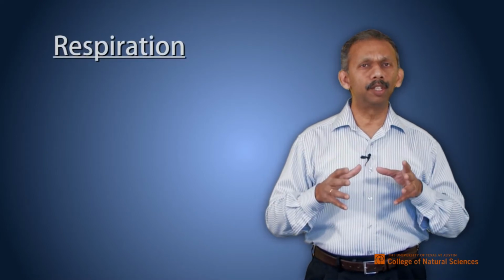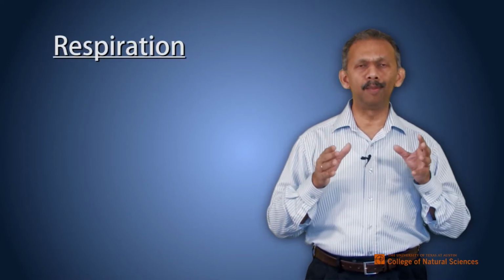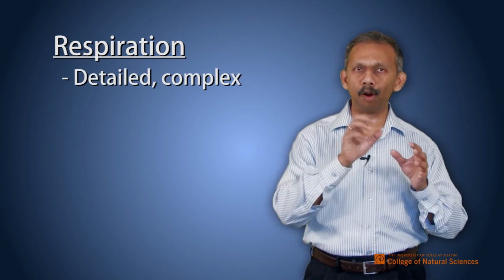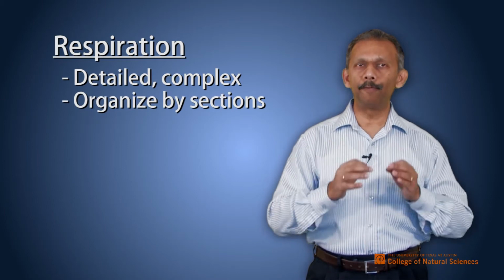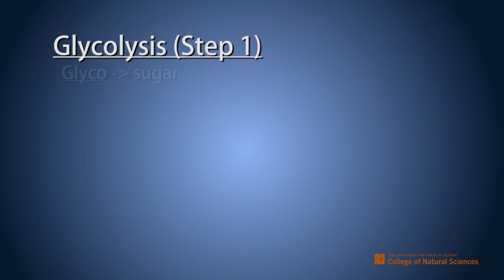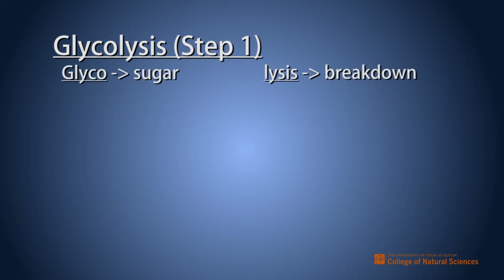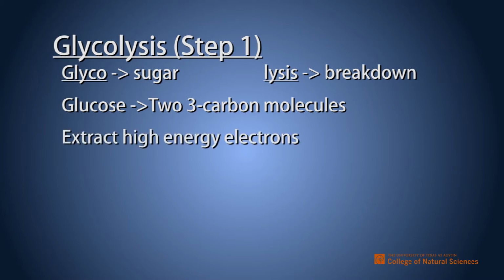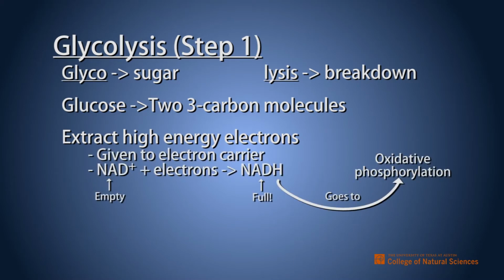So this chapter is also one of the most detailed, complex chapters, and you need to understand and organize them by sections. So the first part of this respiration process starts with glycolysis. Glyco refers to the sugar, lysis means breakdown of the sugar. So glycolysis is where a carbohydrate such as glucose is broken down into two 3-carbon molecules, and in that process you also extract high energy electrons and give them to the electron carrier NAD+ to make NADH.